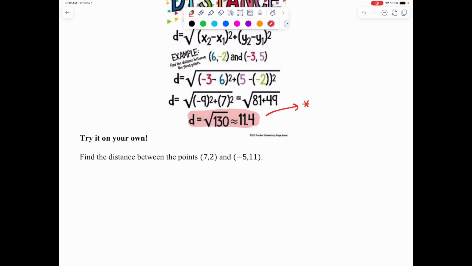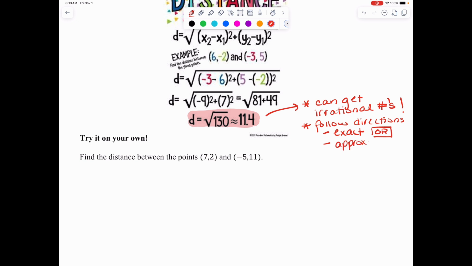And the first note, you can get irrational numbers, just like when we were doing Pythagorean theorem. And then remember to follow the directions of the question. So the directions are either going to ask you to keep it exact, or they will ask you to approximate, which means you'll have to round. Exact means you leave it as a square root, okay?